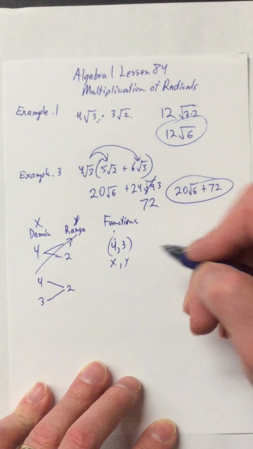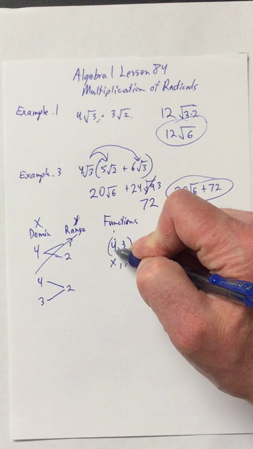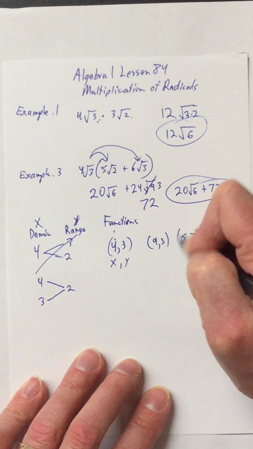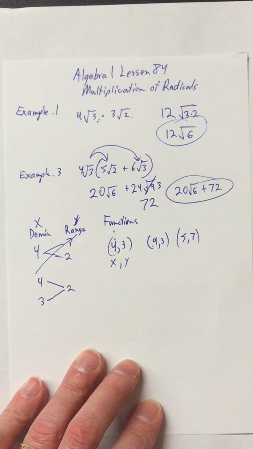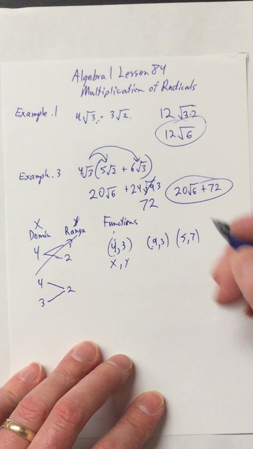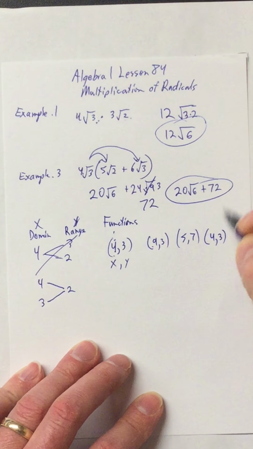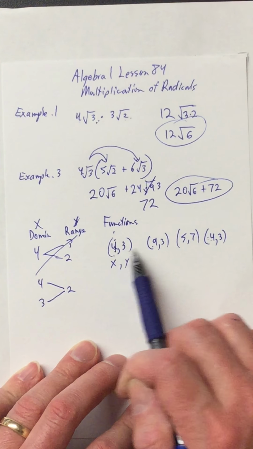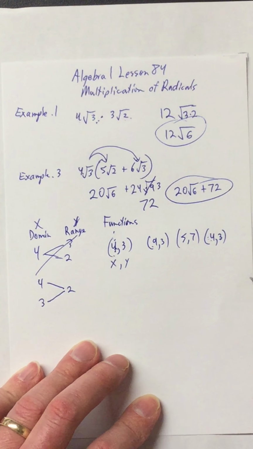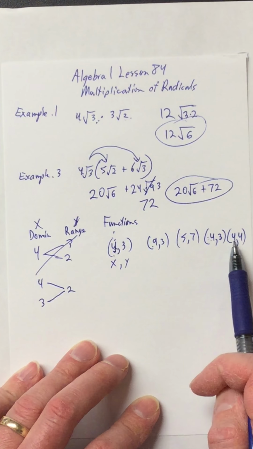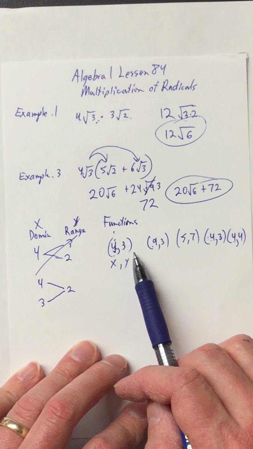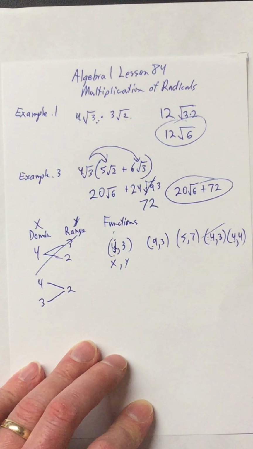So if we look at all the inputs, and let's see, if I put here 9, 3, I think they also have 5, 7. If I look at all the first numbers and they're all different, then that's a function. However, if I look at an input and 2 of them have the same input, okay, as long as they have the same output, it's still a function. However, if I were to have 4, 4, then I have the same input and a different output, a different range, that negates it as a function.